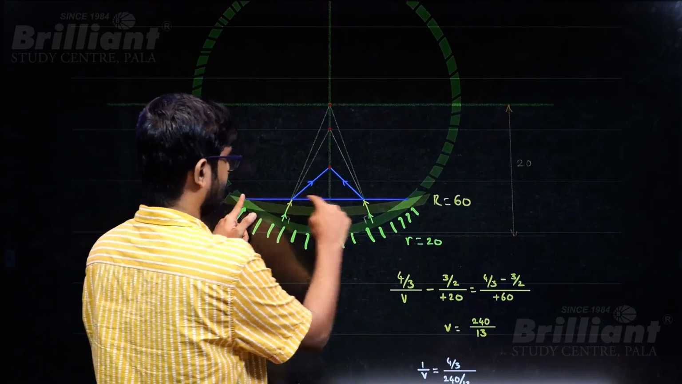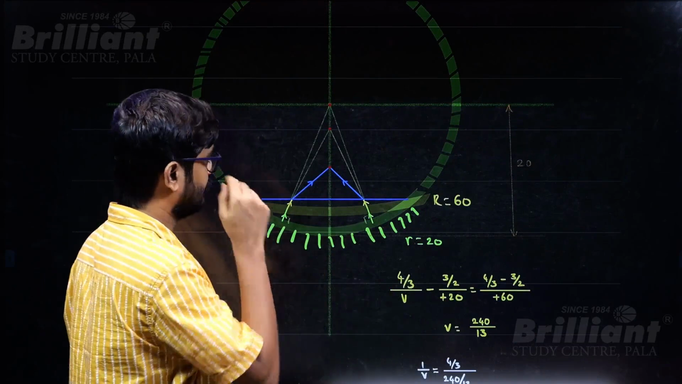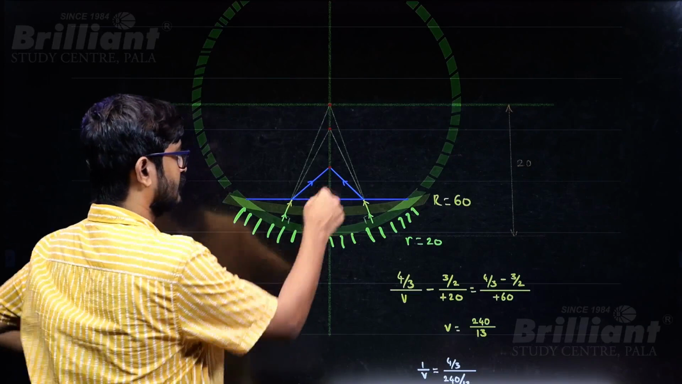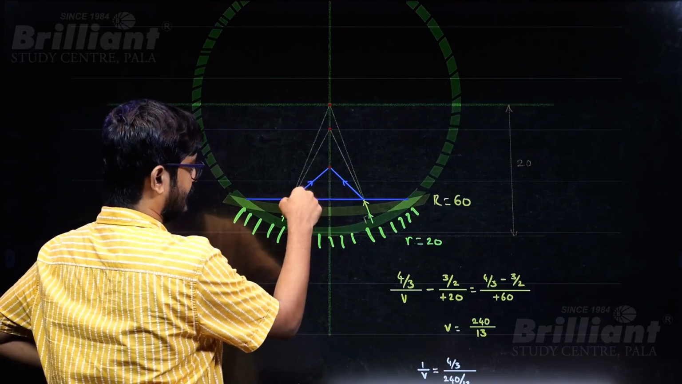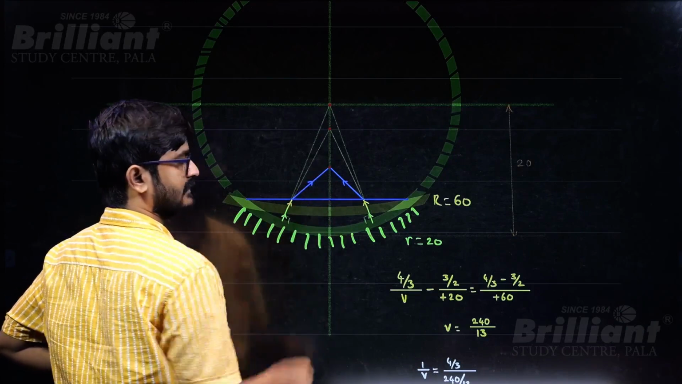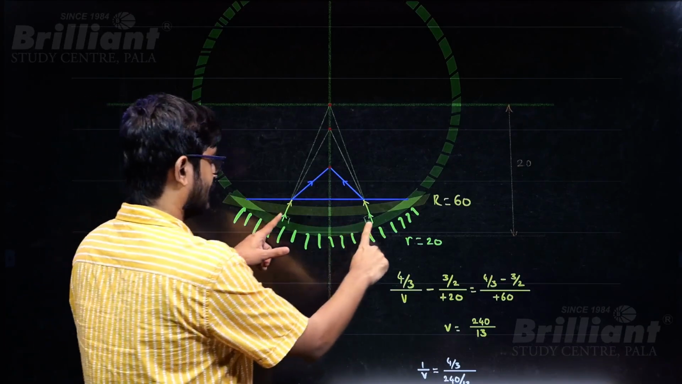Now you are filling this part with water. Now what will happen? Again, we need to see where the object should be placed so that the image will be formed at the same point. If you send some ray, it will be refracting here, and it will be refracting here, and if it hits the mirror perpendicularly, it is going to retrace the path. So that's the idea.